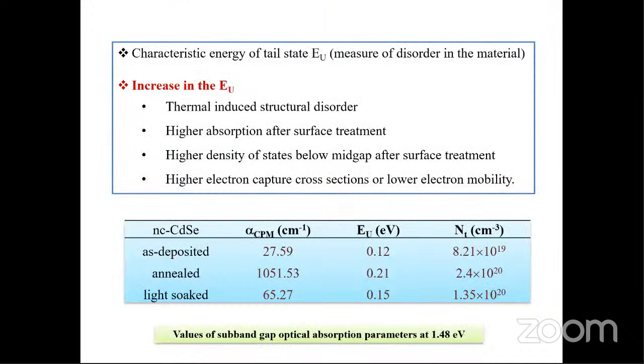So there is an increase in the tail state energy, EU, which is a measure of disorder in the material, and that is taking place due to thermally induced structural disorder. There is higher absorption after surface treatment by light, higher density of states below mid gap after surface treatment, and higher electron capture cross sections or lower electron mobility, which you can see from the table also. Different parameters have been tabulated in the table.